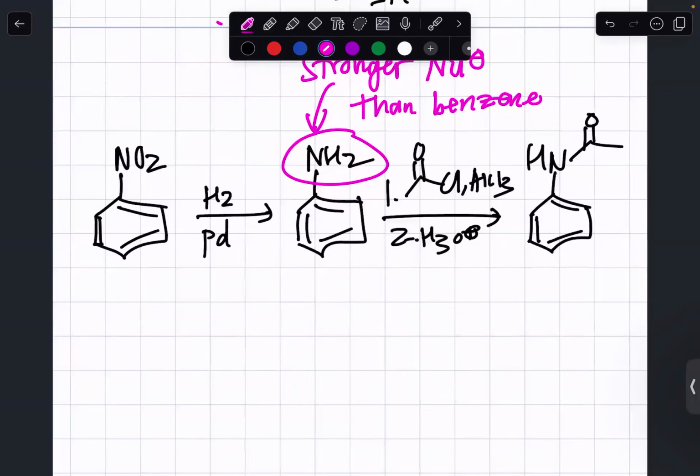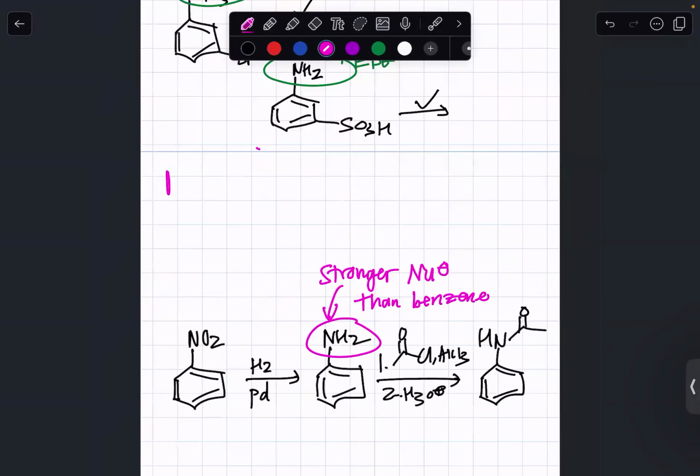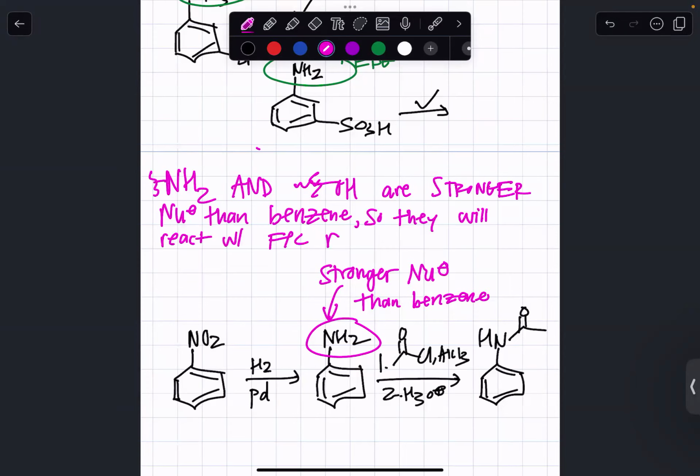Yeah. So now the concept that I'm going over right now is talking about how NH2 and OH are stronger nucleophiles than the benzene. So they will react with the Friedel-Crafts reagents instead.